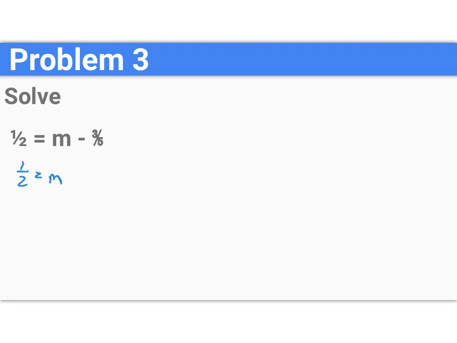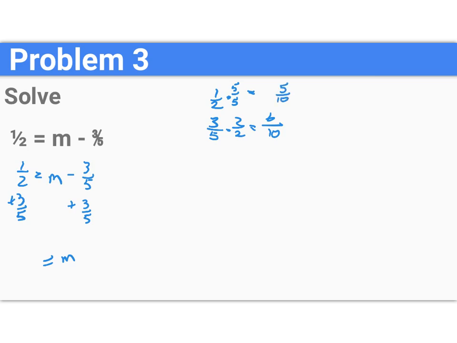Problem 3. 1/2 equals m minus 3/5. You got to add 3/5 to both sides. And m will equal 1/2 plus 3 over 5. 10 is the lowest common multiple. 1/2 times 5 over 5 equals 5 over 10, and 3 over 5 times 2 over 2 is 6 over 10. And we're adding, so this becomes 11 over 10, which equals 1 1/10. Okay, there you go.